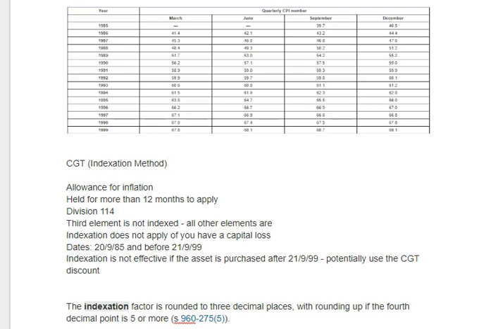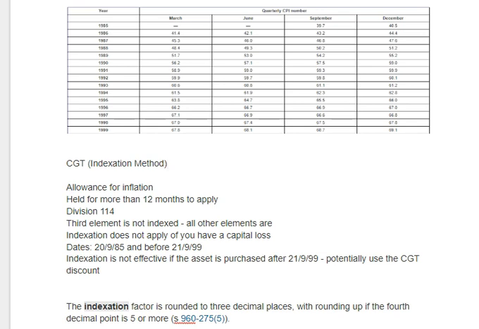So we're here looking at the indexation method and we're in week 5 of CGT. Now effectively indexation is an allowance for inflation. It's as simple as that. It's an allowance for inflation. It means our cost base will increase. It's going to go up. Now that's a good thing. It means we'll have less tax to pay. So in simple words, indexation, do we like it?